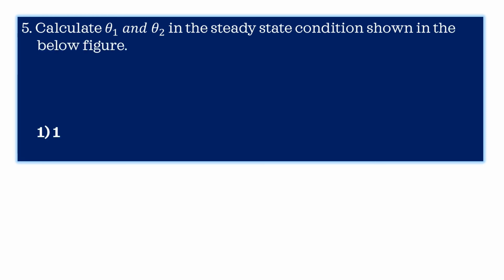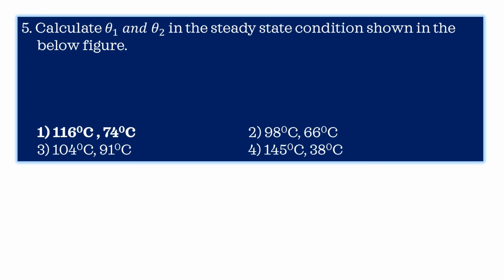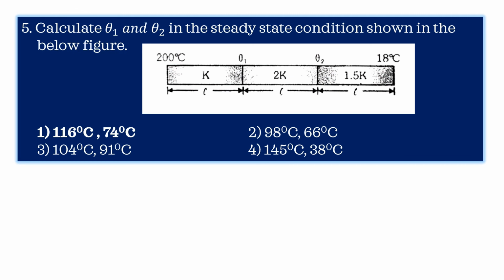Calculate theta 1 and theta 2 in the steady state conduction as shown in the figure below. Here, see this figure, temperature differences here, delta theta 1, delta theta 2, this is delta theta 1 and this is delta theta 2, this is delta theta 3. Now let us go to the solution.